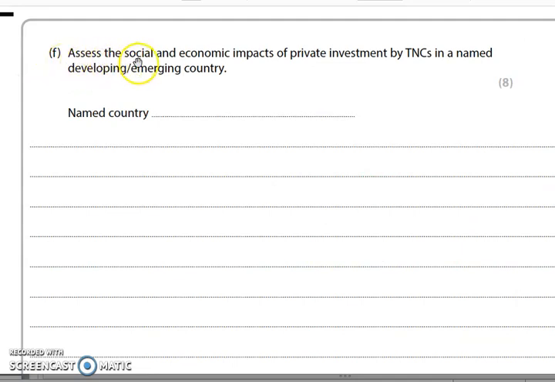So assess the social and economic impacts of private investment by TNCs in a named developing or emerging country. Know what these key terms are, maybe give a brief introduction of these. Make sure you know the difference between social impact on people and impacts on jobs and on businesses, and give positive and negative impacts. It's 8 marks. You should have about 8 minutes or so, with a minute or two just to plan out your answer. Okay, so have a go at that before we go through the mark scheme now.